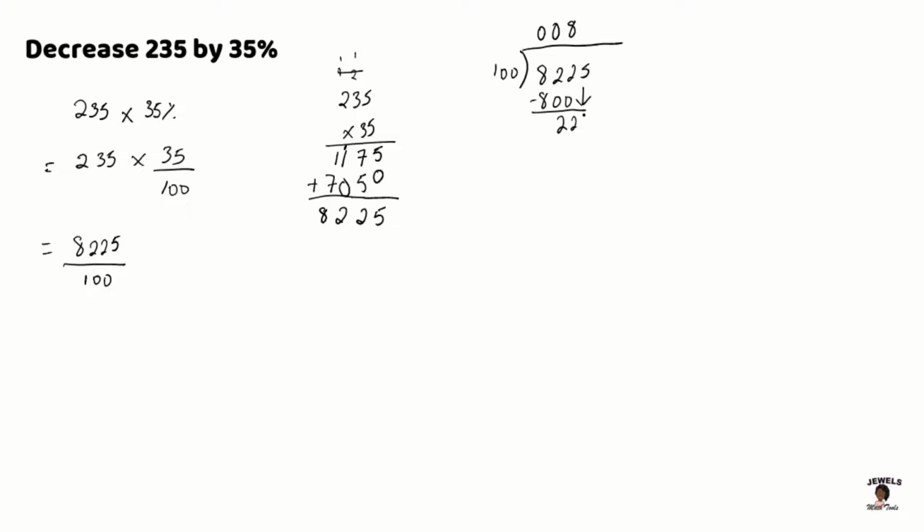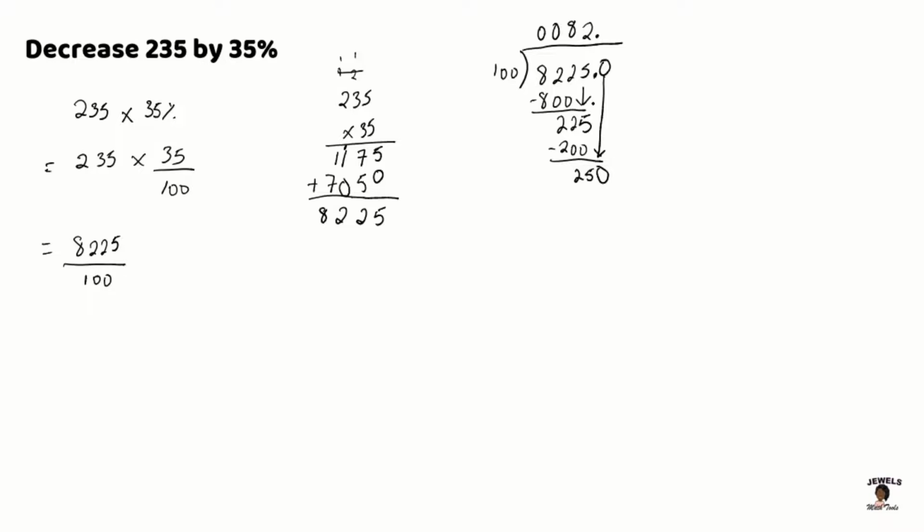We'll bring down our 5, changing 22 into 225. 100 divides into 225 2 times. 2 times 100 is 200. 225 minus 200 is 25. I'm going to now add in a decimal point in both my divisor and my dividend. I'll add a 0 and continue dividing by bringing that 0 down, changing my 25 into 250.